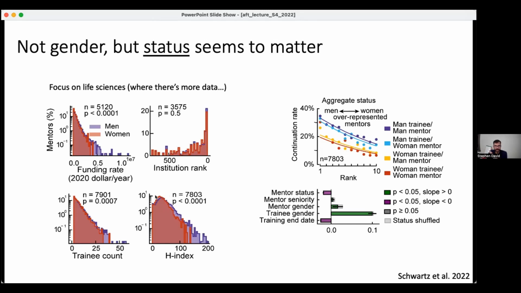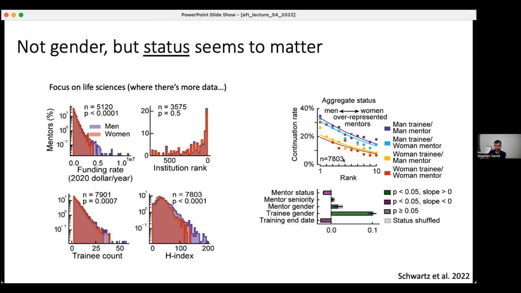So in general, the reasons why this is true are very complex, but male mentors tend to be higher up in all of these status metrics. So we ran a multivariate regression, analytically very similar to the one I described for the previous study. We could ask: if we account for the status of these mentors, can that explain some of the differences that we see in gender?